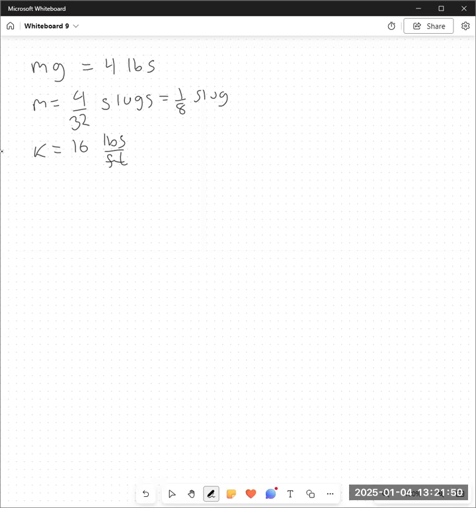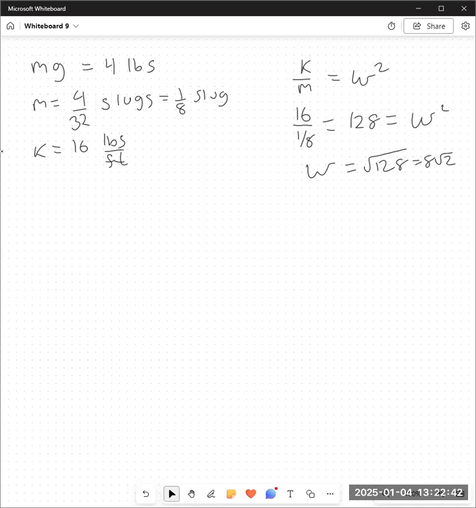So we need to use our equation that k over m is equal to omega squared. So 16 over 1/8 is equal to 128, which is equal to omega squared. I'm terrible at drawing omegas, sorry. But omega squared is 128, and that means omega is the square root of 128, which is 8√2.